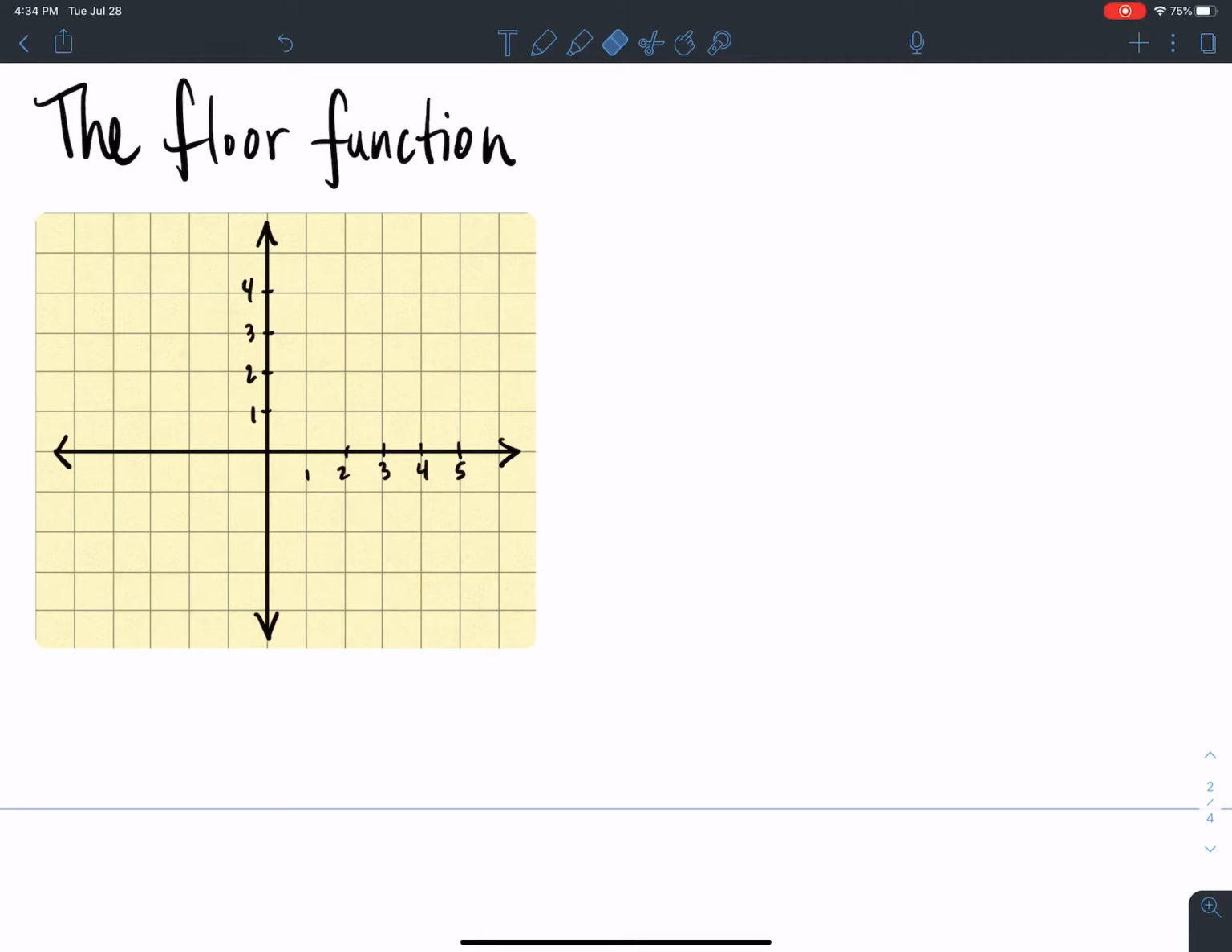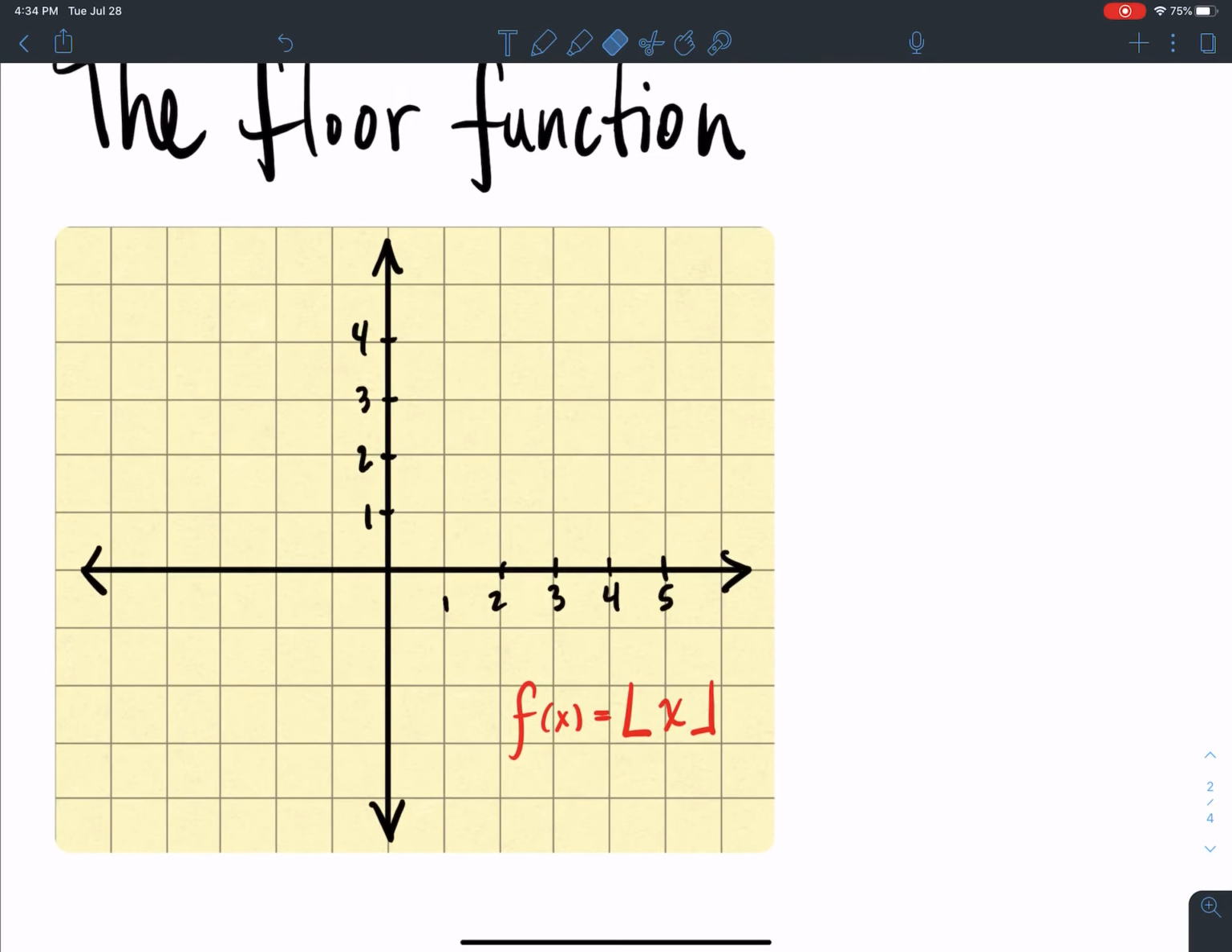So here I'm going to introduce the floor function, and we're just going to graph the floor function and talk about some of the properties of it. The floor function is denoted by f of x and then this lower bracket x. It's kind of weird if you've never seen it before.